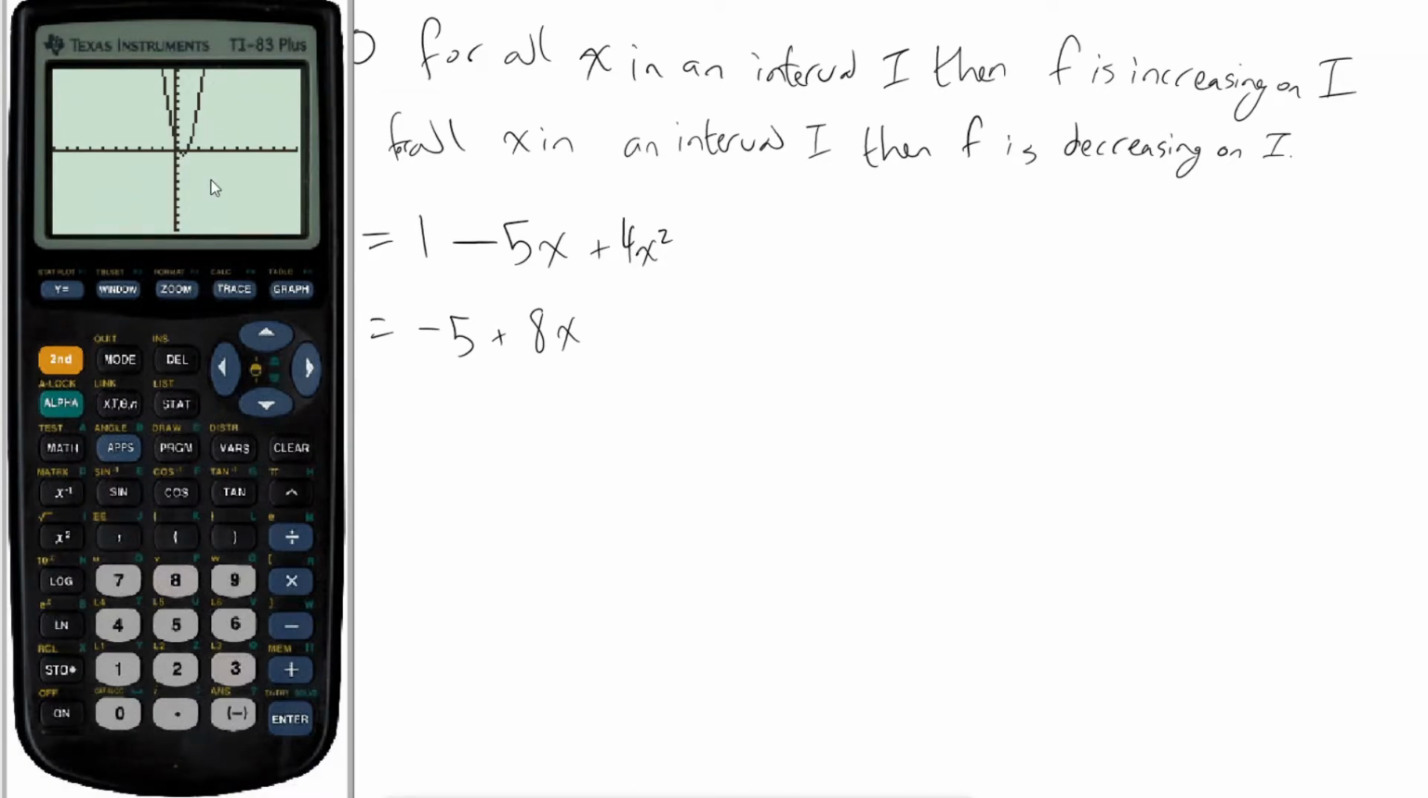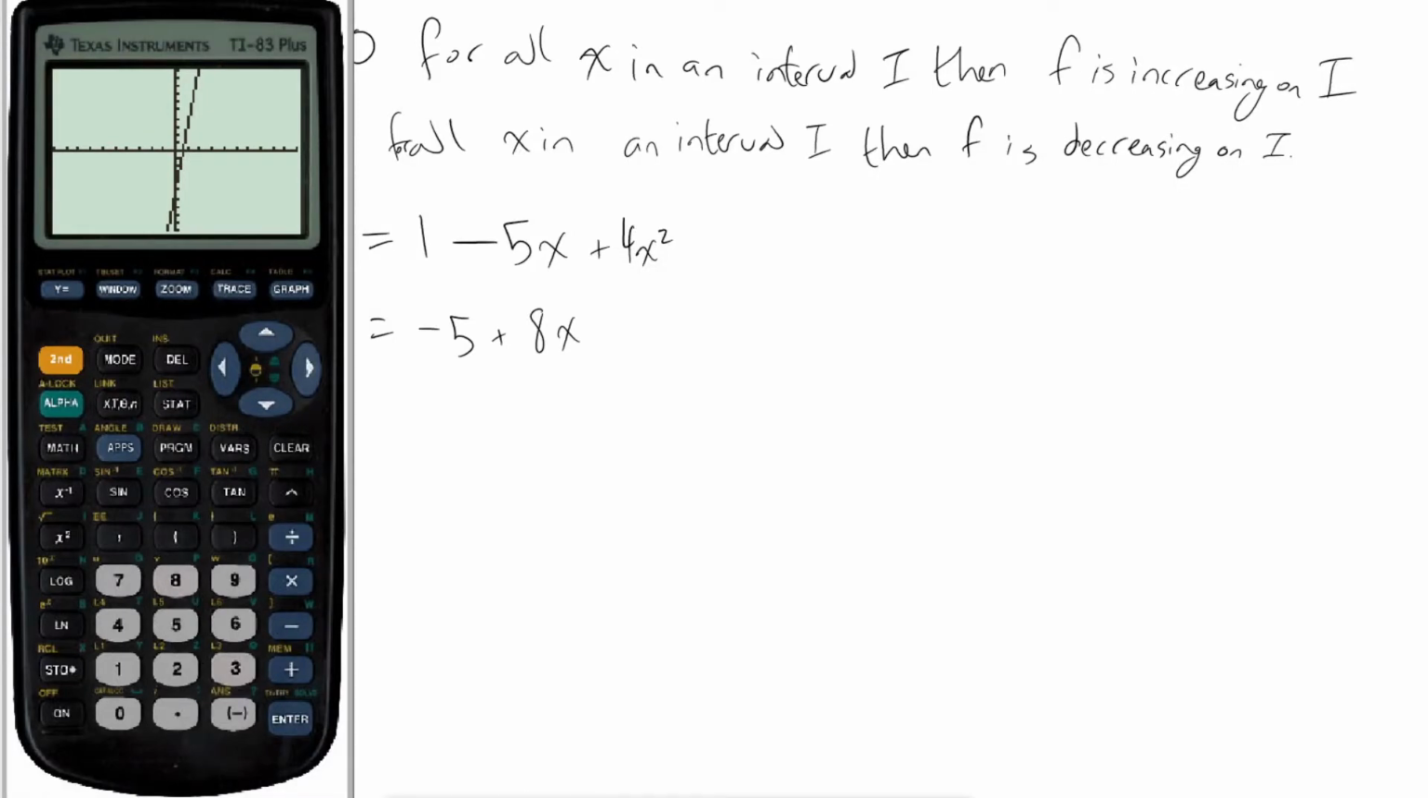I mean, we can use our graphing calculator to find what that point is, but we're going to use the math instead. We're going to use our definition here. So we are now going to graph the derivative of that function, which is equal to negative 5 plus 8x. Graph that.